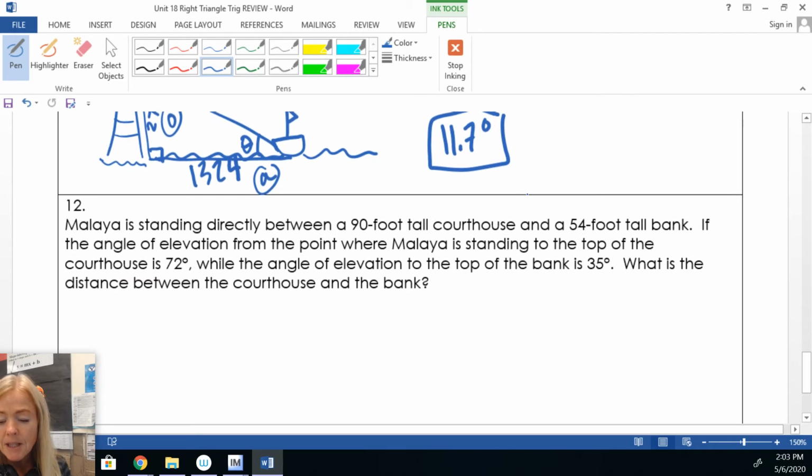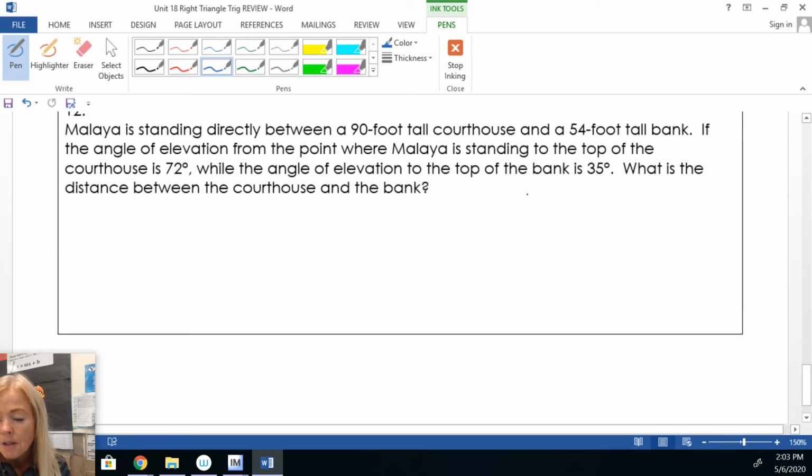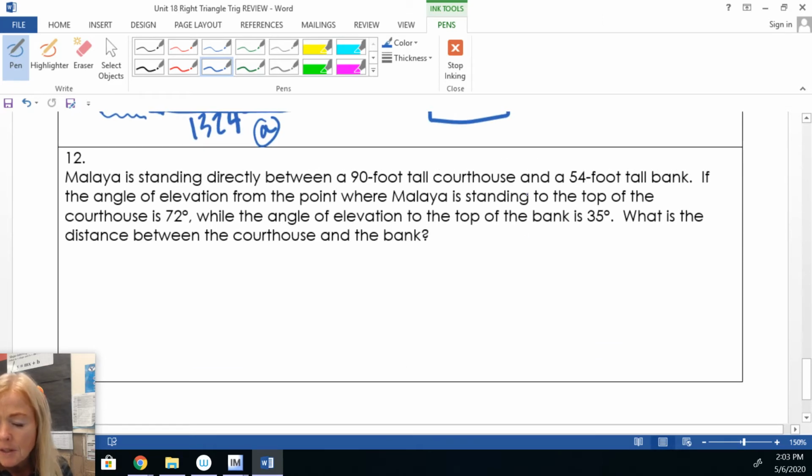All right, number 12: Michaela is standing directly between a 90-foot tall courthouse and a 54-foot tall bank. If the angle of elevation from the point where Michaela is standing to the top of the courthouse is 72 degrees, while the angle of elevation to the top of the bank is 35 degrees, what is the distance between the courthouse and the bank? All right, so this is going to be kind of a difficult problem.